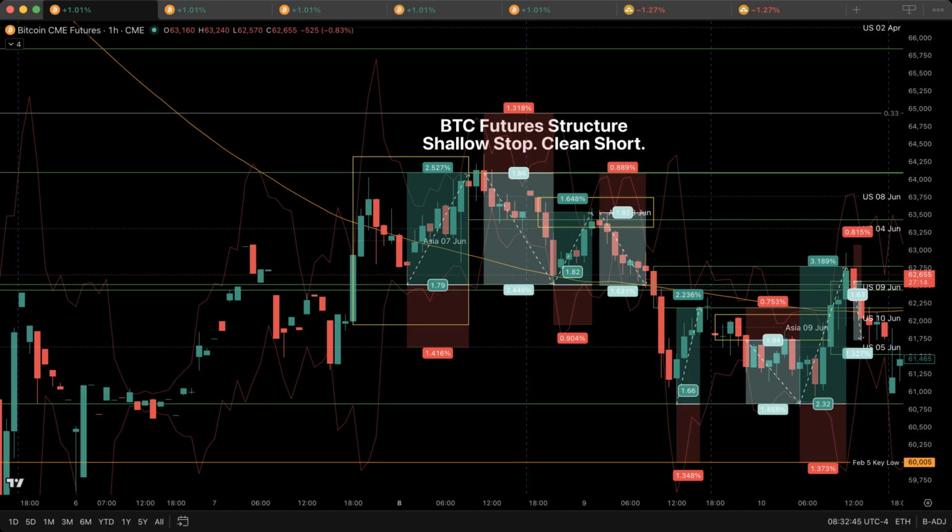A conservative trader may use a deeper stop. June 4th U.S. midpoint. Or June 8th U.S. lower boundary. That gives the trade more room. But the position size must be smaller. And the target must move lower. At least June 5th U.S. lower boundary or beyond. If that target is not realistic, the conservative trader should skip. This is how both traders can use the same structure differently.